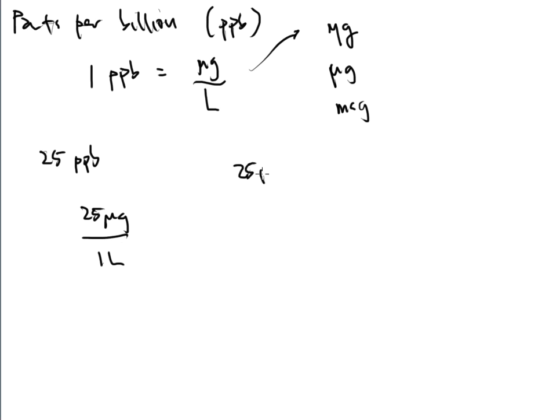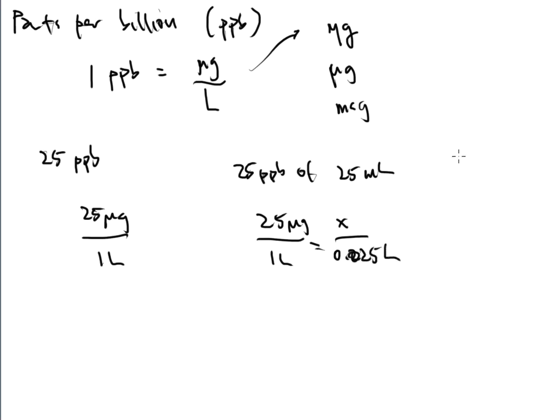So what if I needed to make 25 ppb and I only need, let's say, 25 milliliters of it? Well, I would do the same thing as I did before. 25 microgram over 1 liter is how many micrograms over 0.025 liter, right?